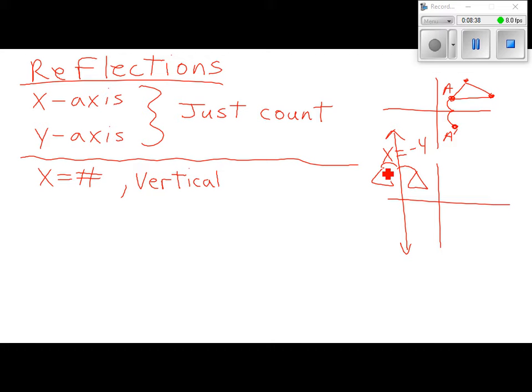So what I'm going to write here, the two things you do: first thing you do, draw the line. So draw in that vertical line. The second thing you do, then you just count. Just count to do the reflecting. If you have questions as I'm going through and doing this, make sure you ask. Don't be afraid to ask.